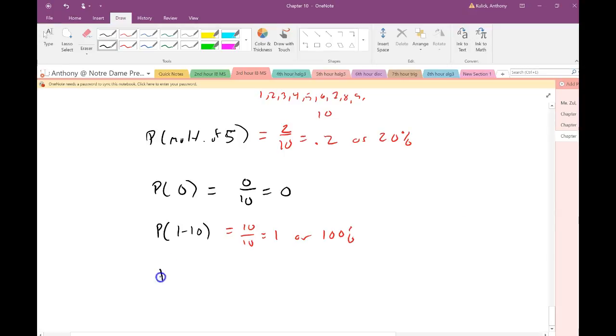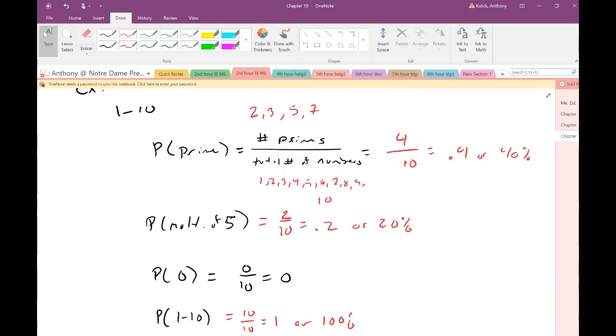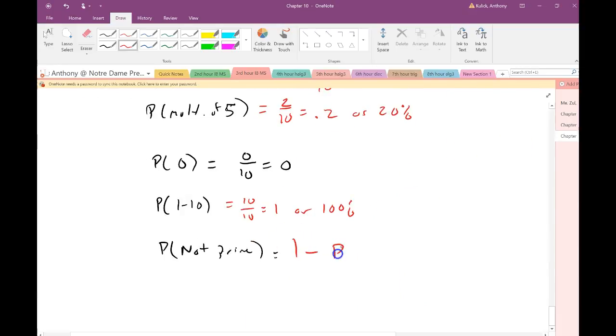How about the probability of not a prime? You could do it the easy way, or you could do it the hard way. I'm going to choose to do it the easy way. I remember this is the same thing as 1 minus the probability of a prime. We already did that. So 6 out of 10. Could you have also done it by counting up all the non-primes? Sure. Which one was faster? Since we had already done the work, I like using the complement. That's a nice little trick.